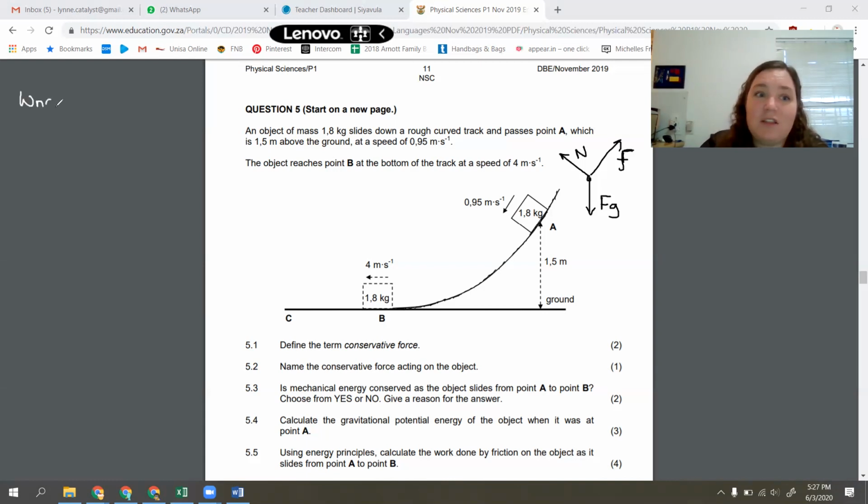So we're going to use the idea that the work done by the non-conservative force is equal to the change in the potential energy plus the change in the kinetic energy. Therefore the work done by friction, and the question didn't ask us for the frictional force, just the work done by friction, is our change in potential energy. Our final potential energy, when this object's on the ground, is going to be zero. The initial potential energy would have been the 26.46 that you had above.